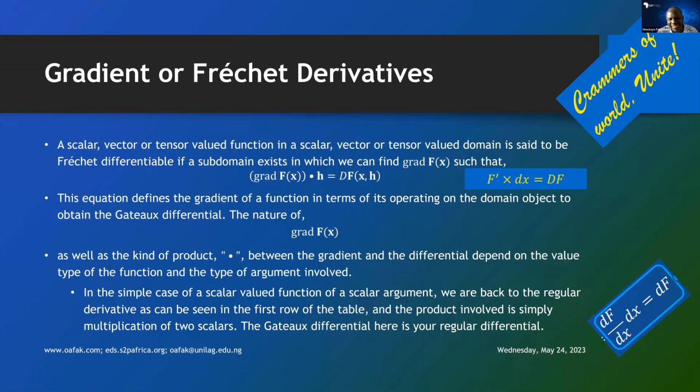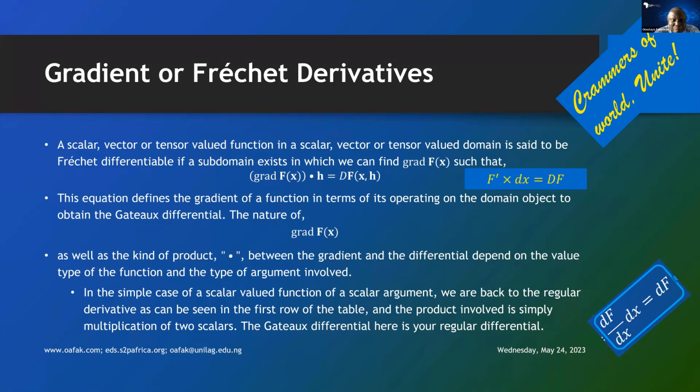Everybody calls it grad. You can decide, if your name is, let me look at the names that I've seen in the class, I can see Olaoye. Instead of saying grad, we can say this is the Olaoye of f of x. It doesn't matter what you call it. Whatever you like, call it. But the important thing about it is that once that thing is in a multiplicative relationship that produces the Gateau, that thing, whatever it is, is the derivative we are looking for.